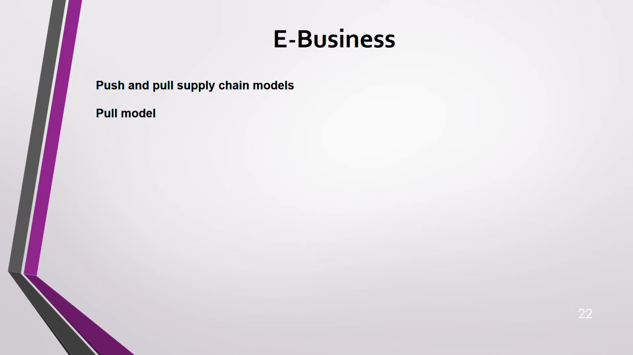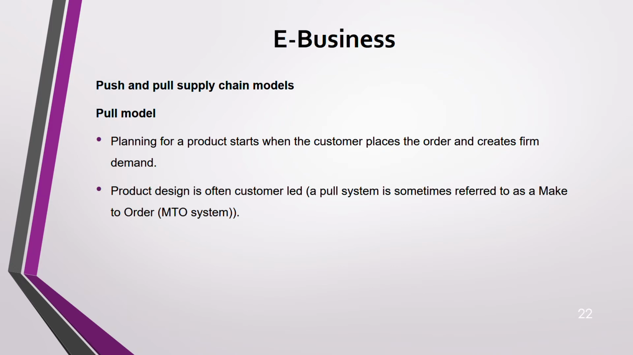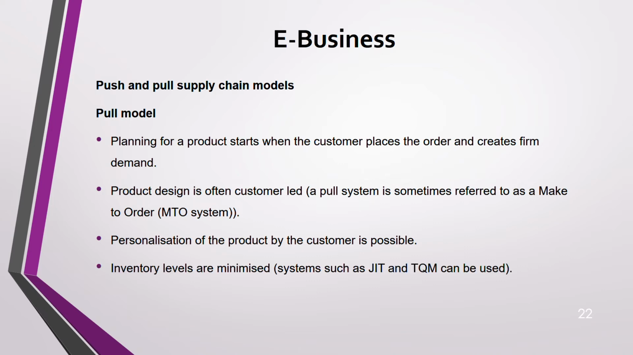The second model, which I prefer and everyone prefers, which is a better model, is the pull model. This works the other way around. Who starts? It starts from the customer. The customer is the one who is going to place the order, and then you are going to start building the product. This is known as make to order. The customer places an order, then you make, rather than making and then pushing it to the customer. Here personalization is achieved because it is based on the customer's demand. Inventories are minimized. Just in time is used, or total quality management is used, like in Toyota.